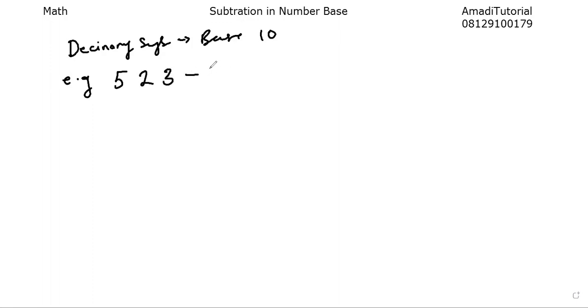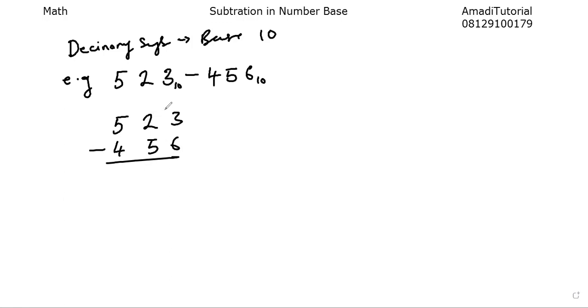523 minus 456. Both of them are in base 10. So this is how we do it in base 10, in which we are familiar with it. So 3 minus 6. Actually, 6 is greater than 3, so you can't subtract 6 from 3. In our common language, we say cannot. 3 minus 6 cannot. So you borrow 1 from 2.